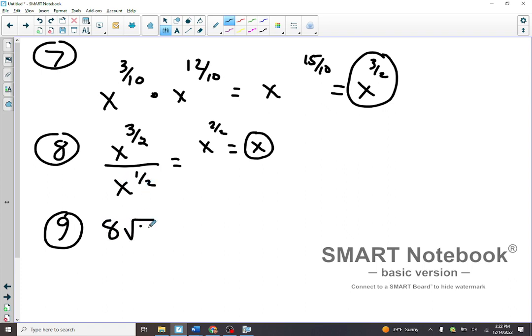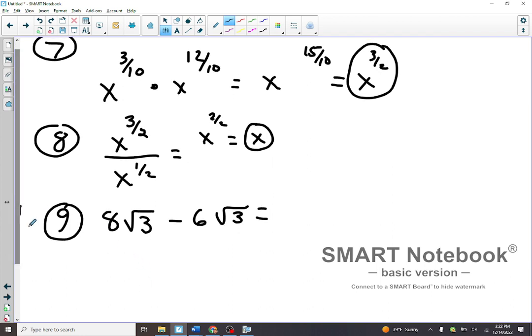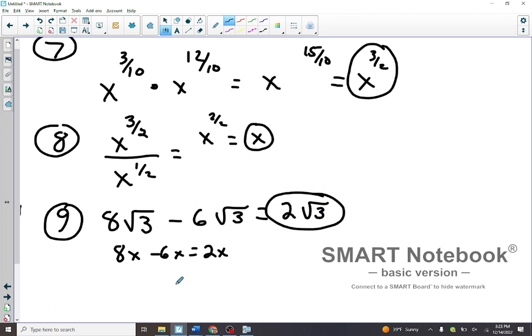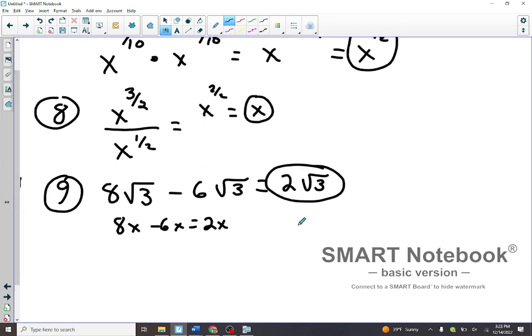8 root 3 minus 6 root 3. In this situation, the root 3 is kind of like a variable. If you had 8x minus 6x, what would you get? 2x. So in this case, 8 root 3 minus 6 root 3 is just 2 root 3. Nothing complicated about that. Someone's gonna overthink that. Some people would put just 2, and they're going to get it wrong.